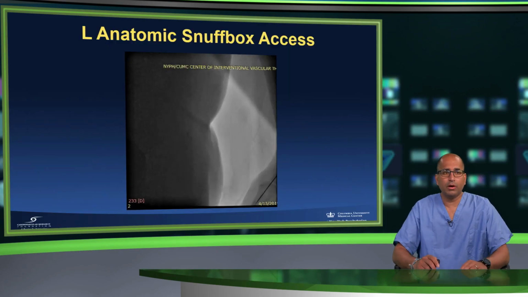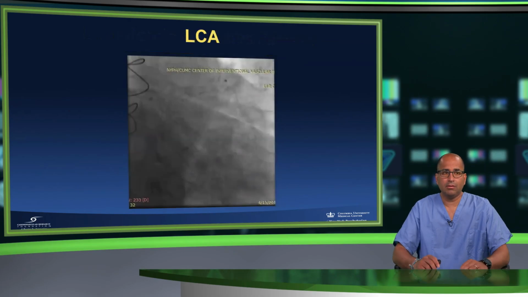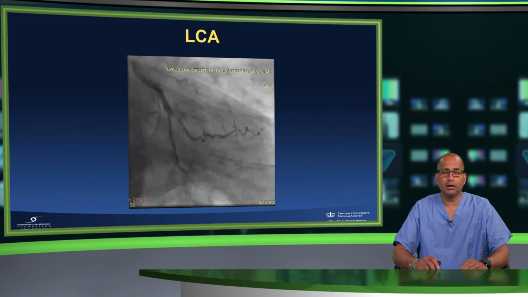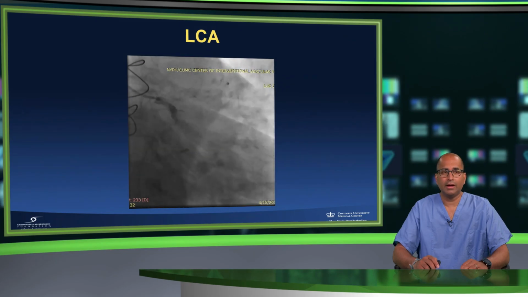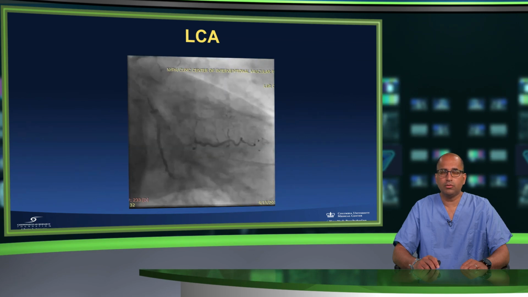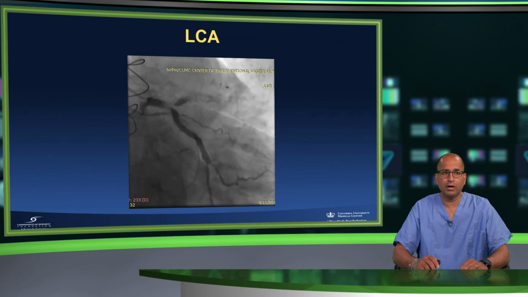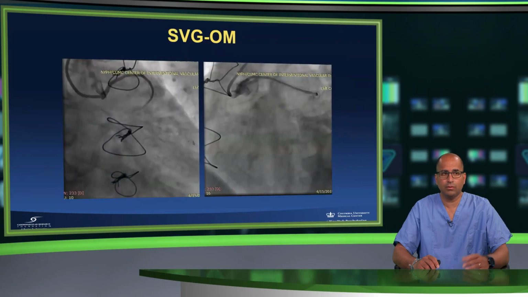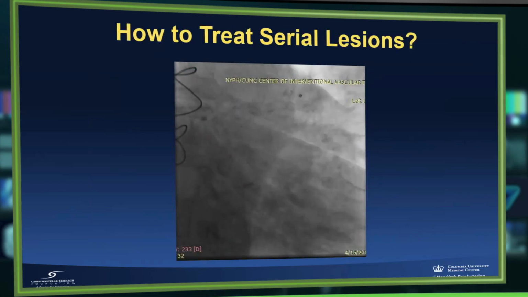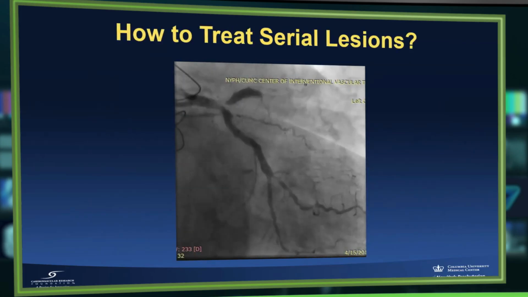So I'll just end with one case that illustrates the advantages of this device. This was a case done with 6 French access, snuffbox. There's a tight left main lesion. The LAD is grafted. There's a tight lesion in the obtuse marginal branch as well. The lower obtuse marginal is actually grafted, but there's intervening disease, so the graft, which is shown here, doesn't actually supply that upper obtuse marginal branch. So the question here is, how do you treat the serial disease?